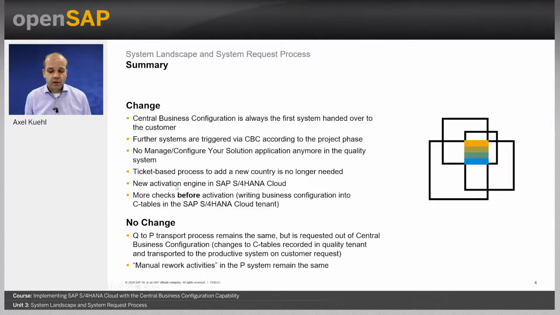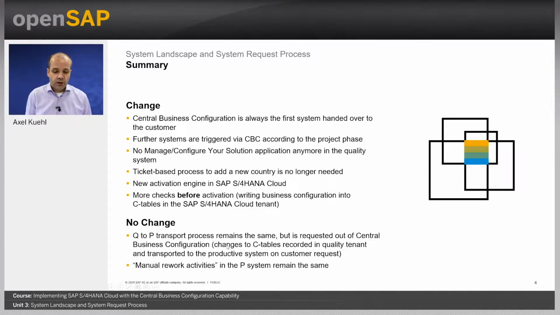With the new activation engine in SAP S/4HANA Cloud and additional checks which happen on the CBC side, we are able to identify and to solve inconsistencies in an early state, before these kinds of errors or inconsistencies are written into the customizing table of the S4 system. This gives us some more freedom and some more reliability in that S4 system and reduces the downtime.